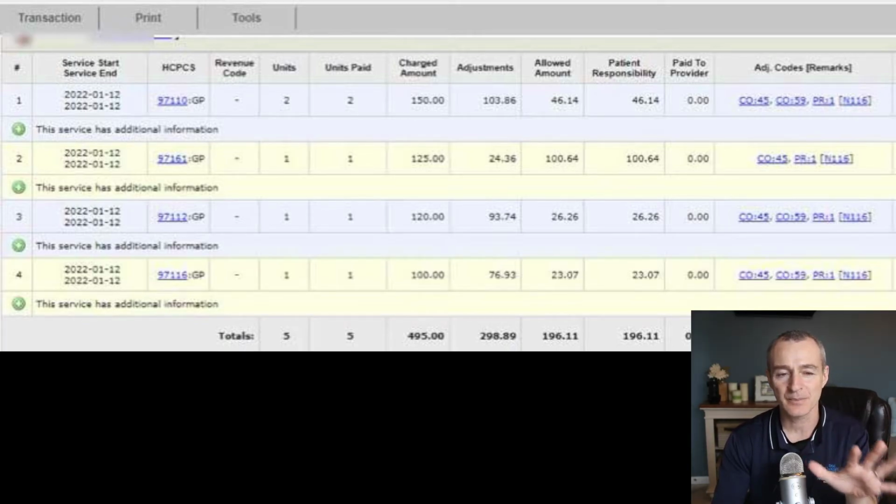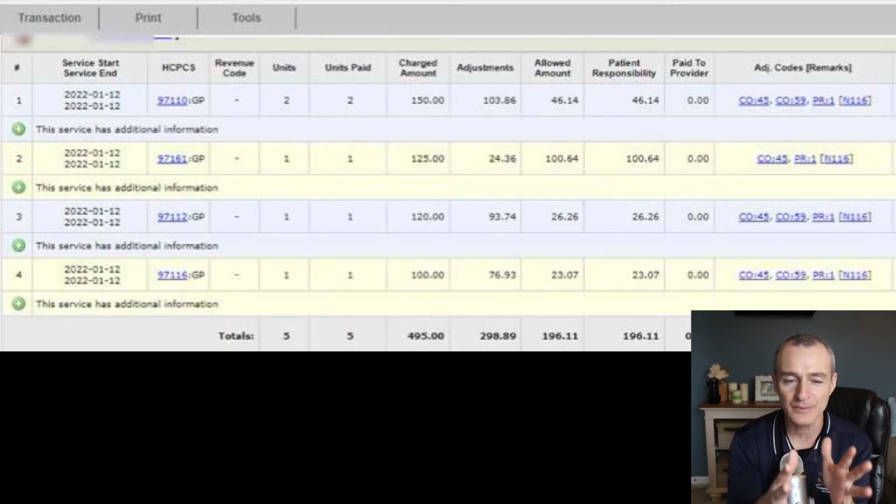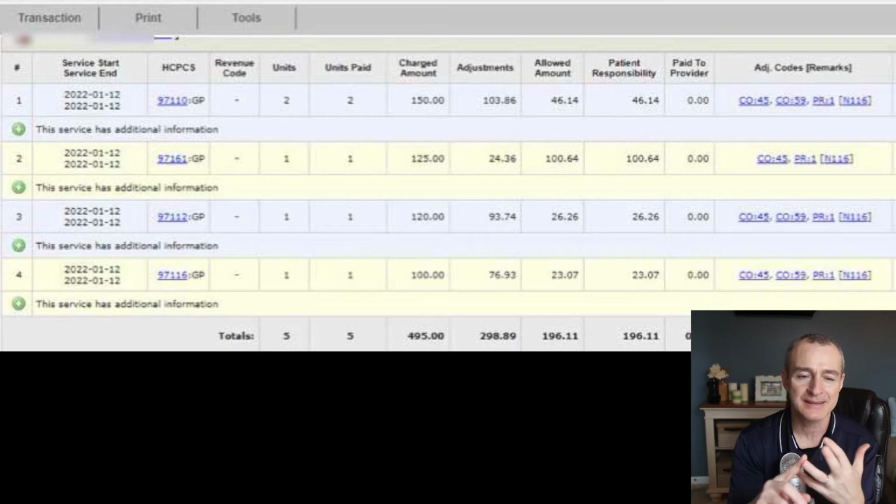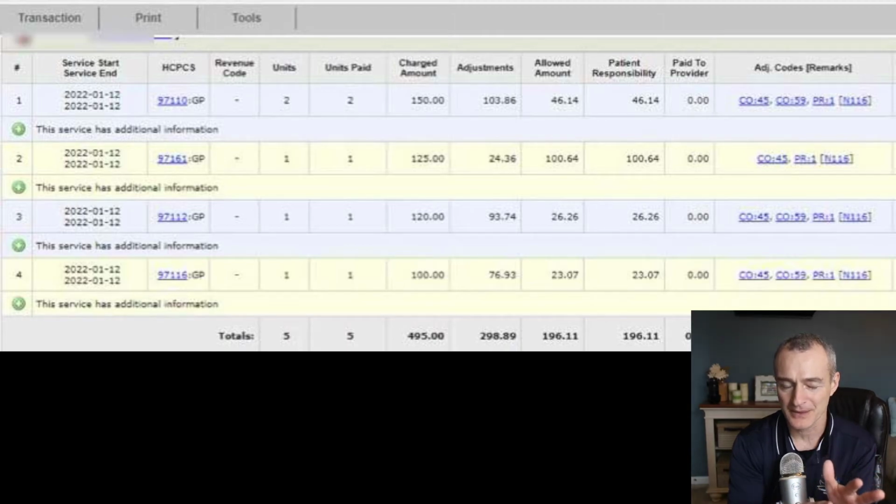So at this point, we get a lot of information. We can see what the allowed amounts were. We can see what the patient responsibility is. We can see that this payer, Medicare, did not pay anything to the provider, but the balances were applied to the patient, so it's the patient's responsibility. What we don't know from this screen is what the patient's supplemental is, or secondary if they have one.